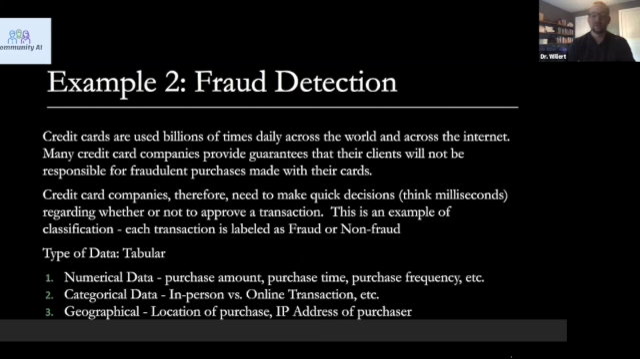There's also what we call categorical data. So this is where data can fall into buckets or categories. One category might be in-person transactions versus online transactions. Maybe a person never uses their credit card online, so it would be maybe odd if we experienced a new transaction that did take place online.